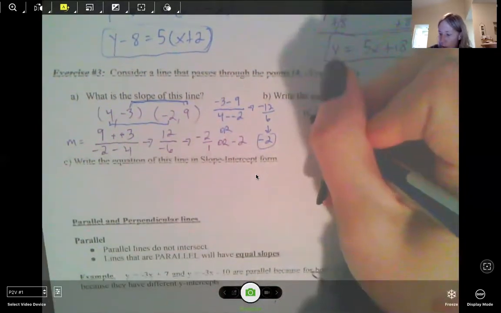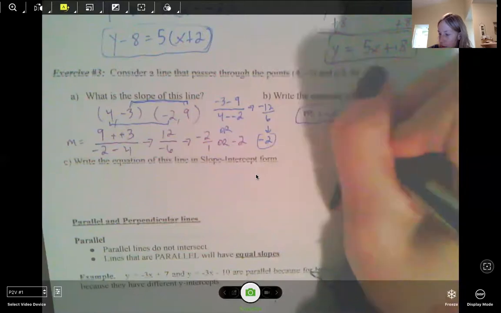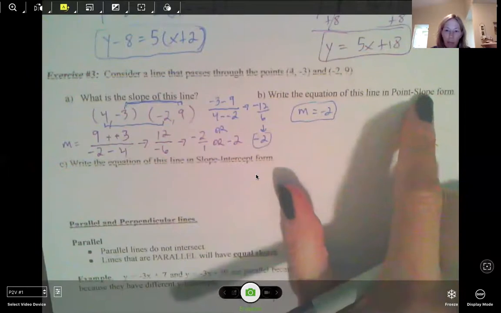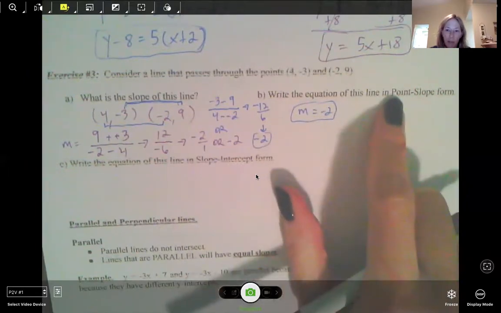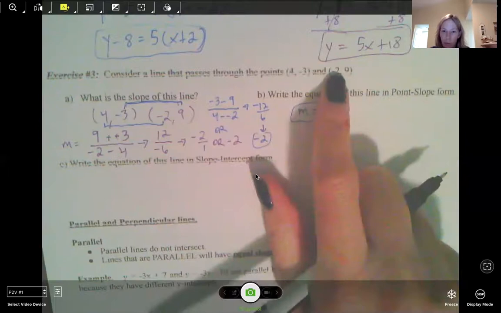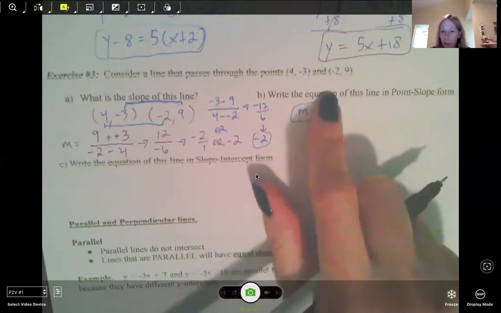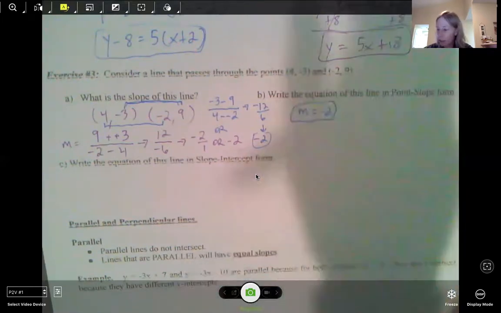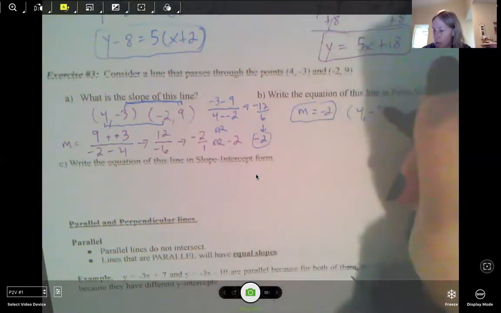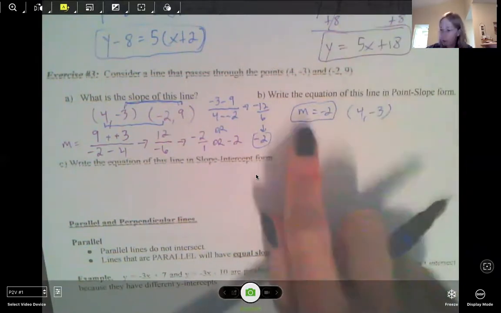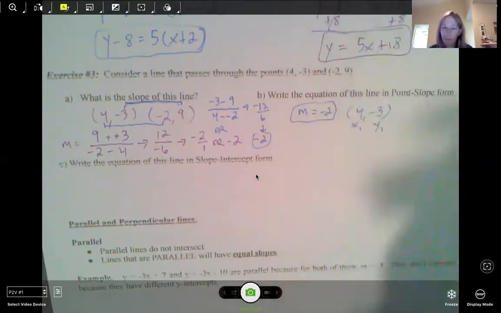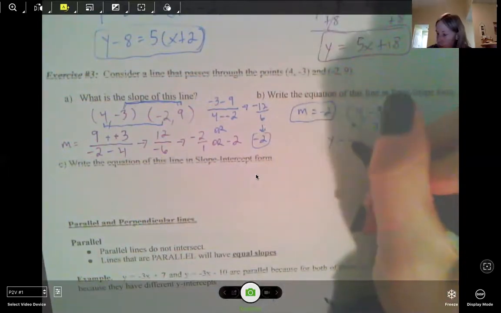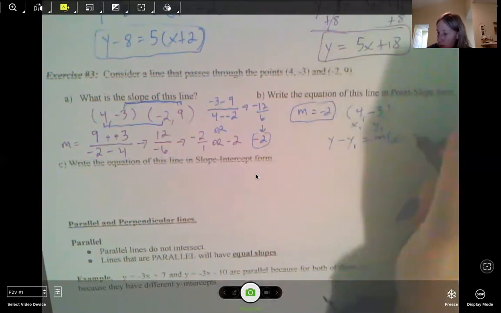Once we know the slope, so m is -2, it asks us to write the equation of this line in point slope form. Well, we have the slope, now we need a point. We have 2 points to choose from, so it doesn't matter which one we choose. I usually choose the one that has the smaller numbers in it or the positive numbers. But since each of these has a negative in it, I'm just going to pick 4, -3. So here's my slope. I'm going to call this x1 and y1. And then remember our y minus y1 equals m times x minus x1.